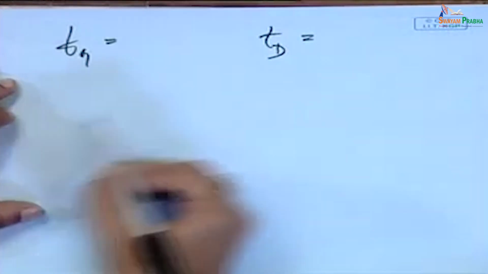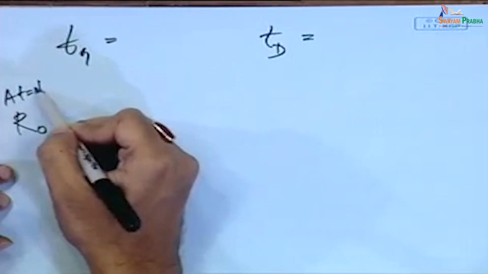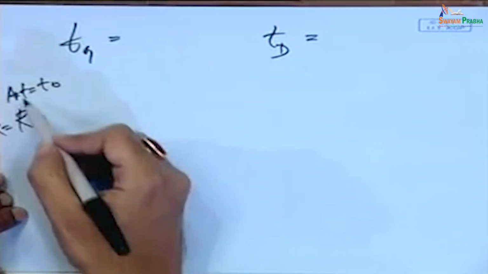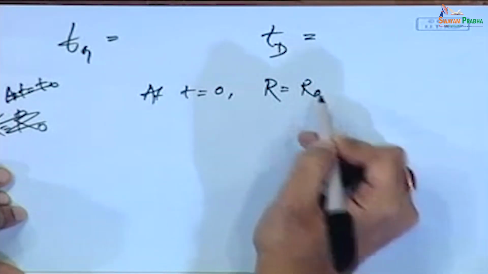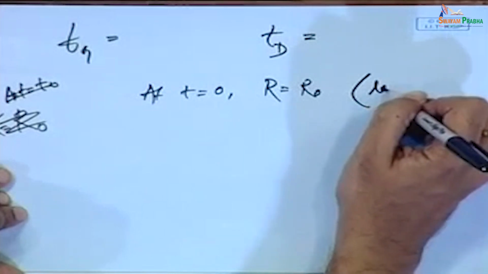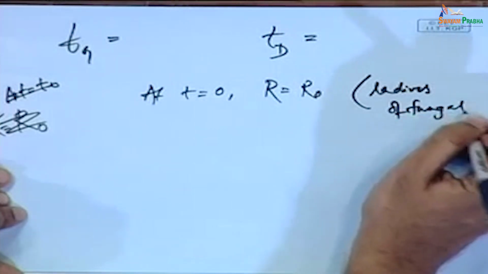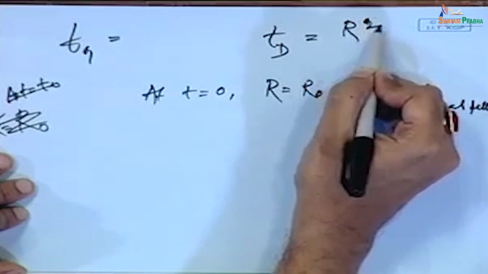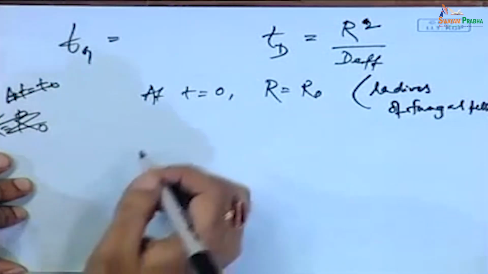So what is the time scale for diffusion? Let us assume that at a certain point of time, at t equals t naught, r equals r naught. That is the radius of the fungal pellet, some value. We need to assume some value, otherwise we cannot do this. So what would be my diffusion time scale? R naught square by D effective.